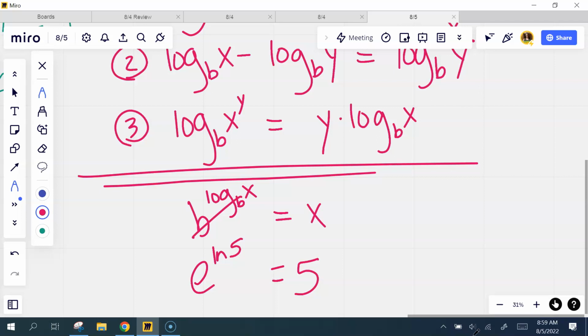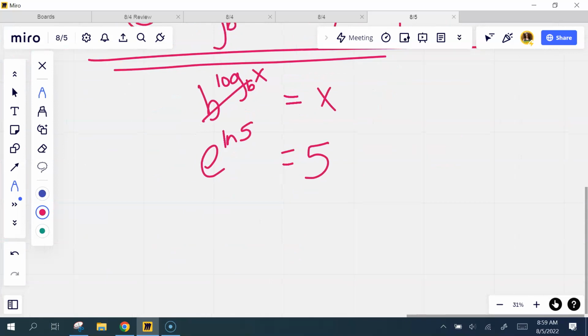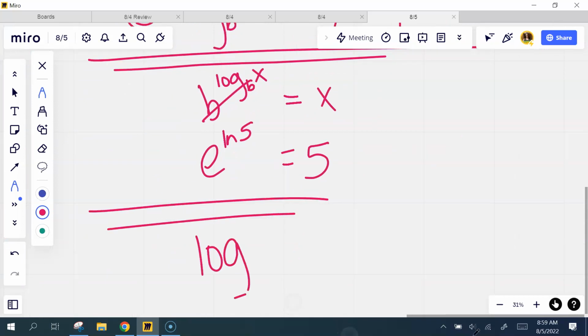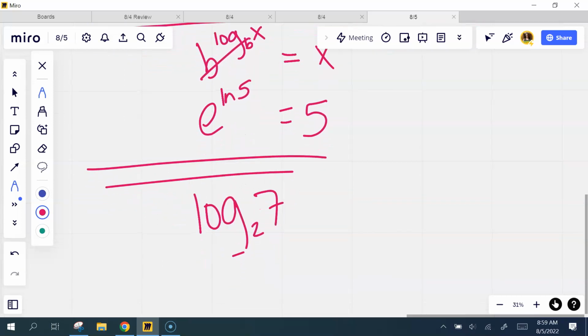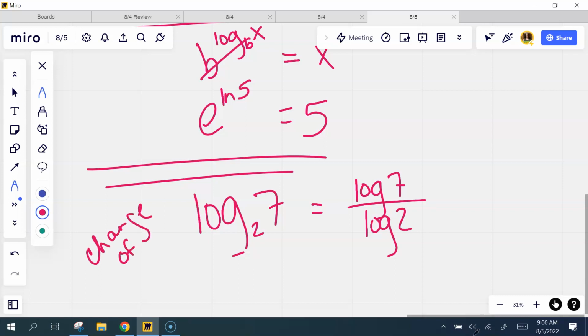What if you didn't have a calculator and you needed to, or what if you had a calculator that only did log base 10 and natural log and you need to evaluate a different base? So in other words, let's say I needed to know what is log base 2 of 7 and my calculator won't let me change the base. What do you do? Anybody remember that one? Close. You do log 7 divided by log 2. You can divide any log this way. This is called change of base. It works for any log.